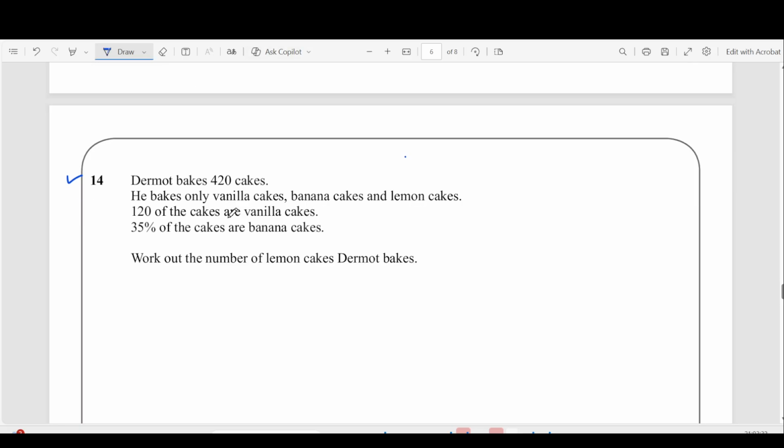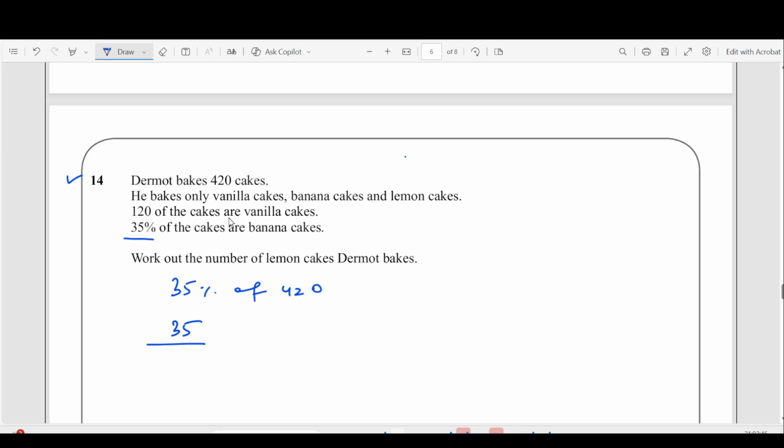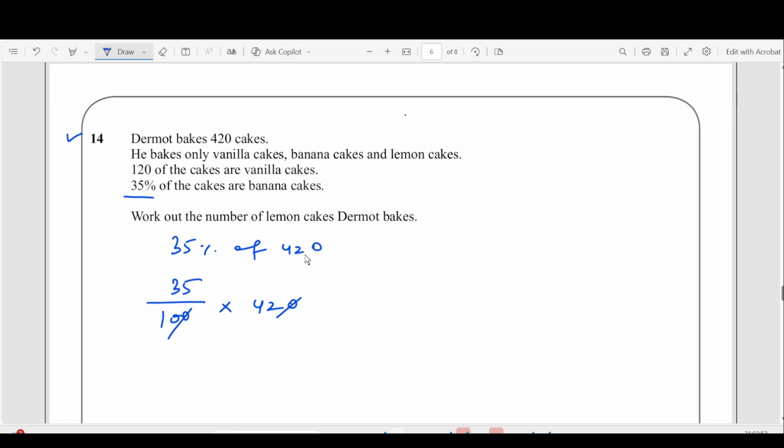So first, we need to calculate the number of banana cakes. Which is 35% of the total, which is 420. So 35% of 420, which is 35 over 100. We times it with 420. This 0 cancels out with this 0, right? And 35 divided by 10 is 3.5. We times it with 42. If we times these two, we get 147. So these are the number of banana cakes. I'm writing just B for it.